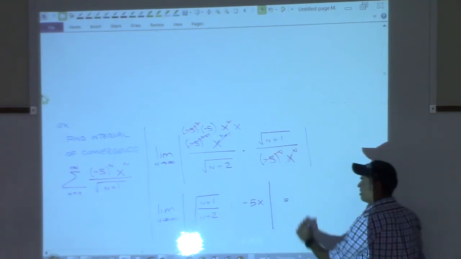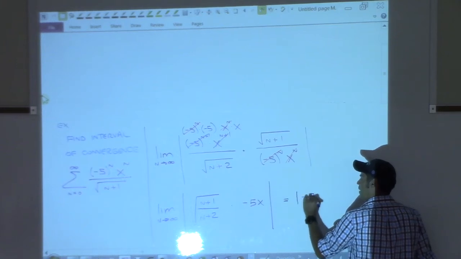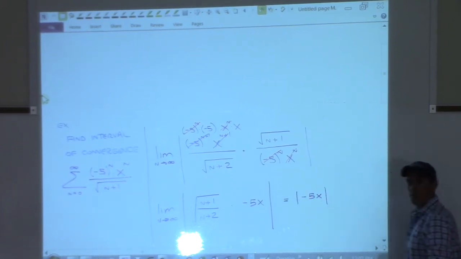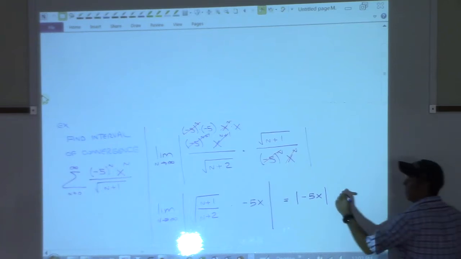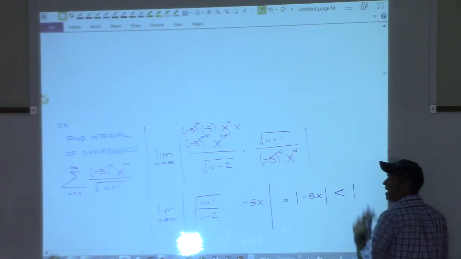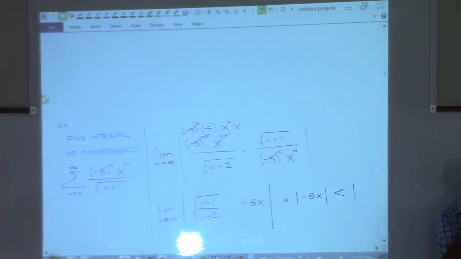And so this is just the absolute value of negative 5x, right? No more limit, right? And what should I write next to that now? Less than 1. So this is what we're saying. We want to make sure that that's less than 1, right?